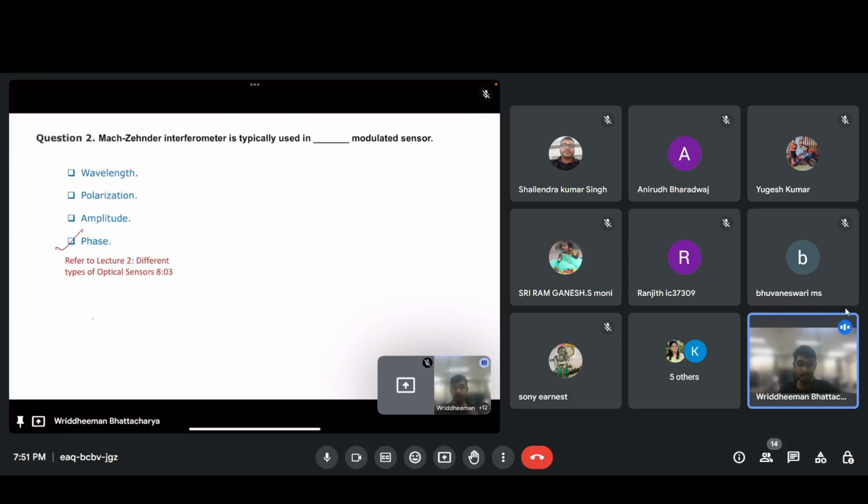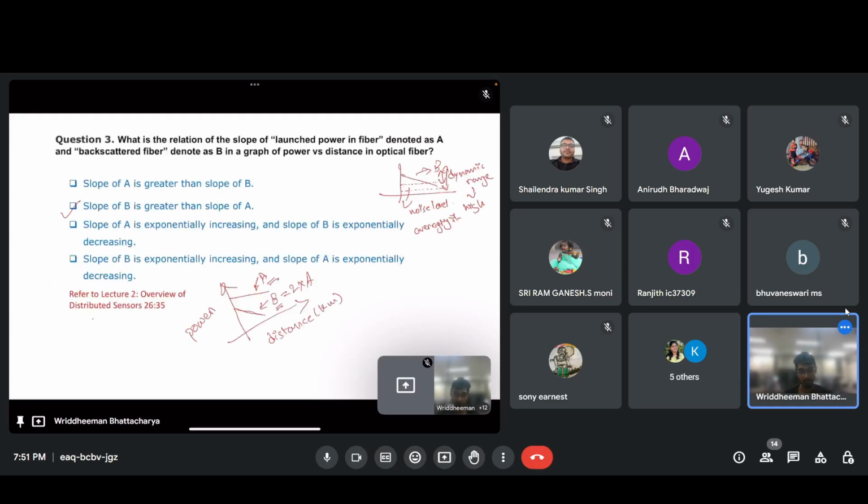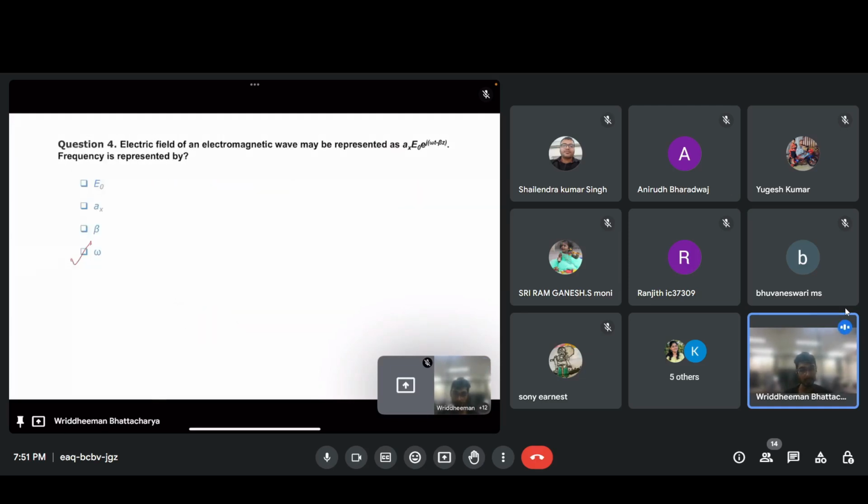And the Alexander interferometer was the second one, which is typically used as what type of sensor? As we all know, it inverts the phases, and so it's a phase modulated sensor. Okay, these are pretty straightforward.